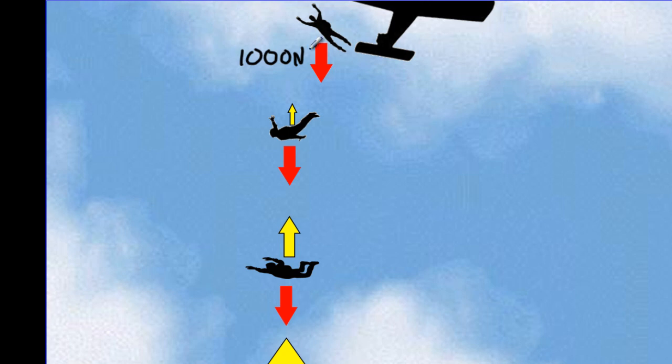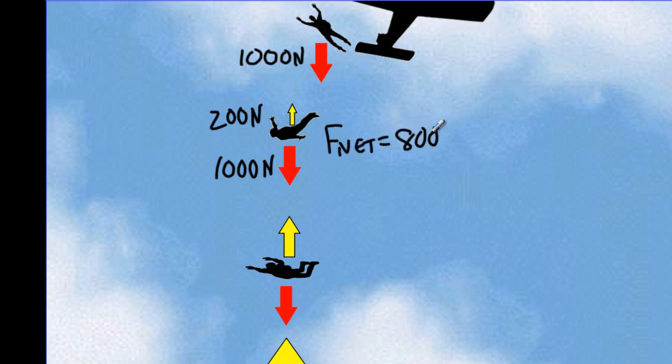So as we take a look now, a little further down, what will happen is as they start to move, they'll still have that 1,000 newtons worth of downward force, but as they start to move, the air molecules will start hitting them, and maybe they'll have 200 newtons worth of upward force. The net force, in this case, is going to equal 800 newtons. And that 800 newtons is acting downward, so they're still going to continue to accelerate downward.